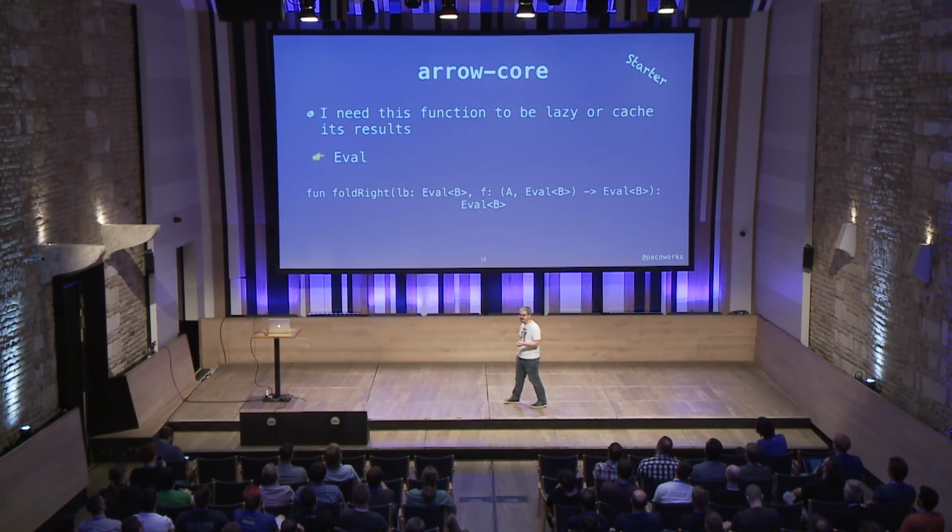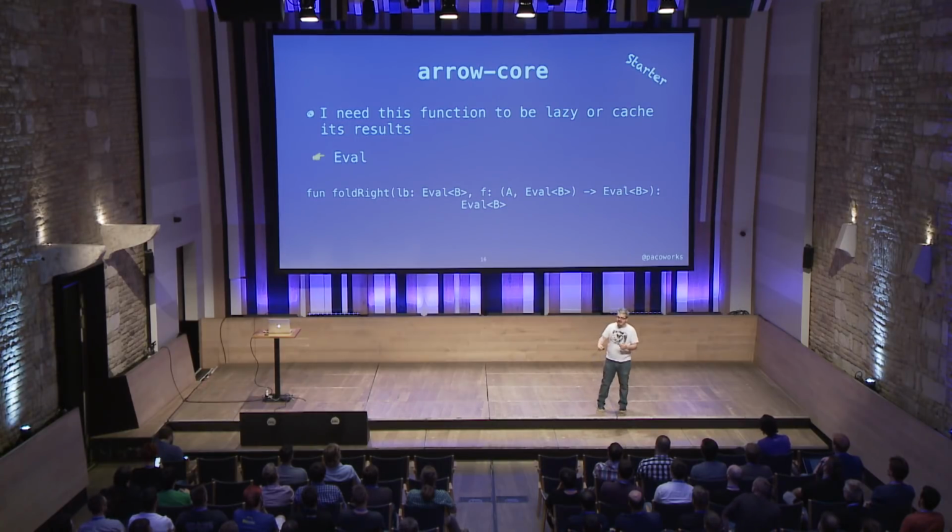The next one is I need a function to be lazy or cache its results. We have a simple class that is called Eval. You can construct an Eval with a single function that can capture its context, and it can just memoize its results. It can be cached. They can be lazily evaluated.